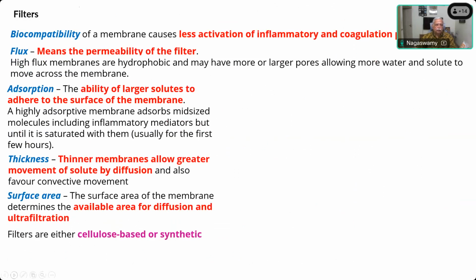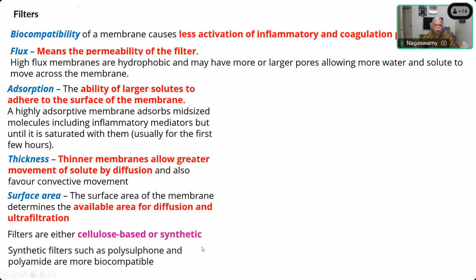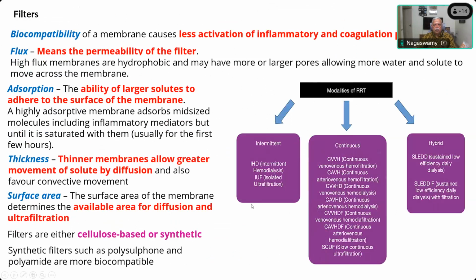Most of the filters are cellulose based. They can be synthetic, and the synthetic filters are made up of a substance called polysulfone or polyamide, which are more biocompatible. The modalities of RRT based on this can be intermittent, where you do the dialysis once in 2 or 3 days as you do in CKD patients. It is mostly intermittent. You can do it continuously, especially for patients in ICU with sepsis or other indications. There are various types of continuous filtration, or it can be a combination of both, which is called the hybrid technique.